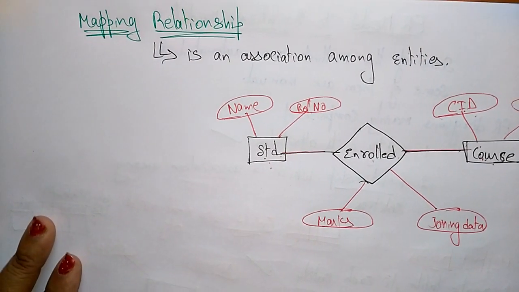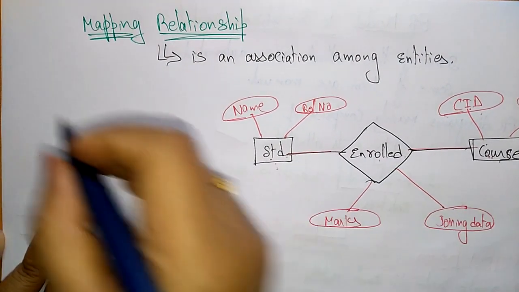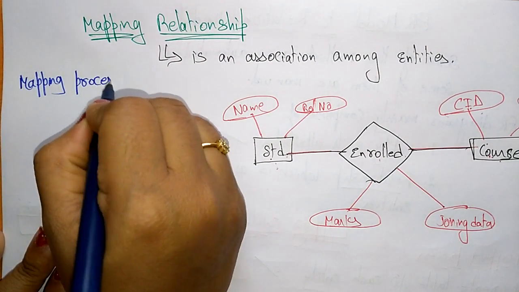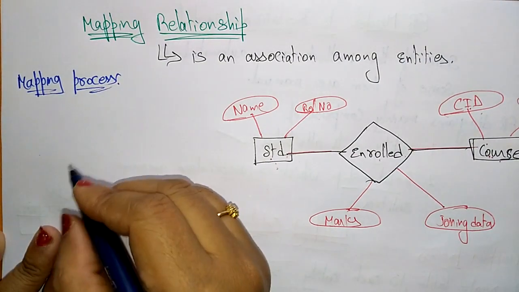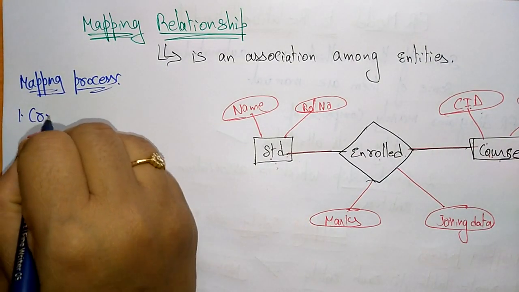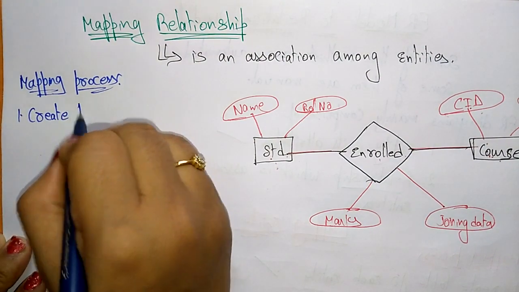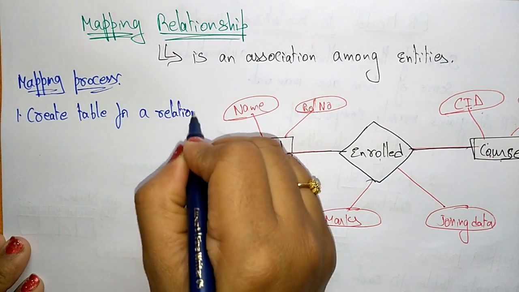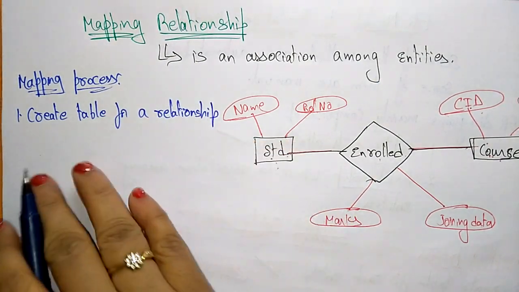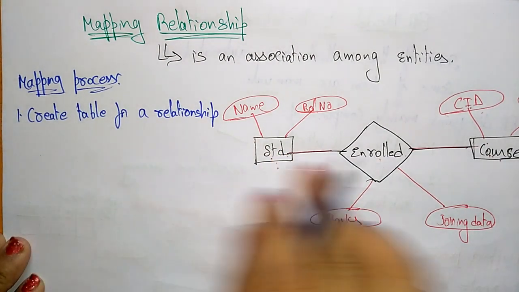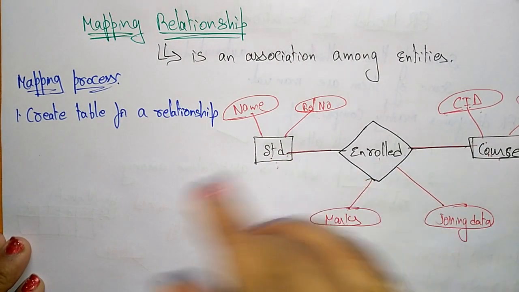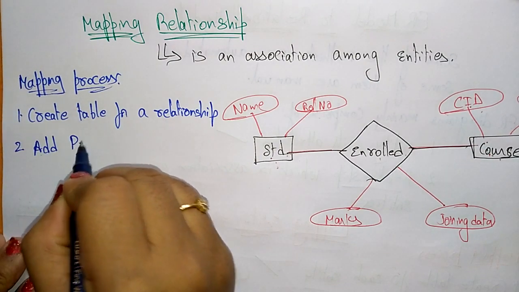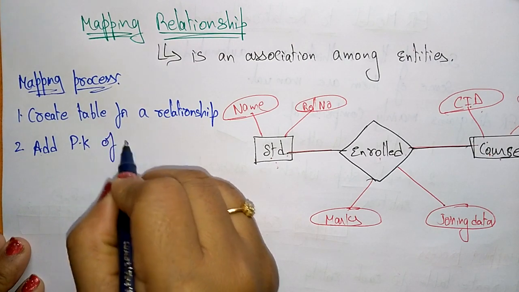Let us see the mapping process here. What are the steps you have to follow for the mapping relationship? First, as usual, you have to create a table. Create a table for a relationship. In the previous video I first created a table for an entity. Now you have to create a table for the relationship, that is for enrolled. After that you have to add the primary key of all participants.